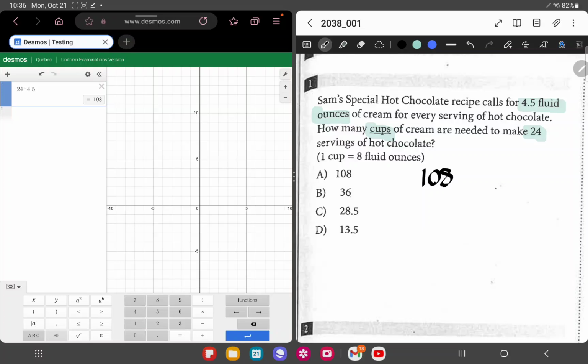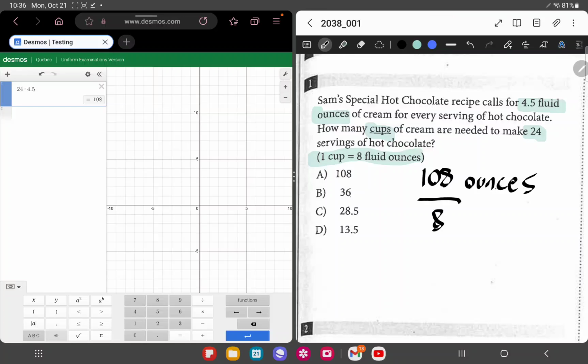So let's keep reading. We need to figure out how many cups, not how many ounces. This is going to be ounces, so it's not in cups. So now we need to do a conversion, and that's why they give us the information right here below of 1 cup equals 8 ounces. So we need to go ahead and do the conversion. That's pretty simple. For every cup, we're going to have 8 ounces. So we're going to see how many times 8 fits into 108.